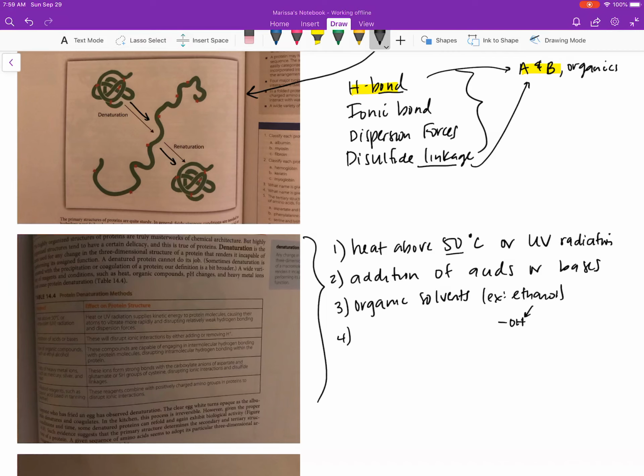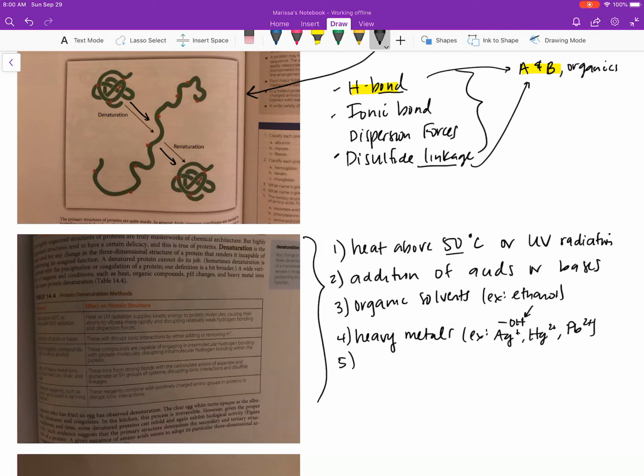The fourth one on here is the presence of heavy metal ions such as mercury, silver, and lead. Okay, so if we think about our transition metals, we really need to avoid exposure to silver, mercury, and lead. I'm not sure of the oxidation state specifically, but lead 2+ is a pretty common one. And the reason why is because it can disrupt your disulfide bridges, your ionic bonds, and your hydrogen bonding. Okay, so it can disrupt those three.